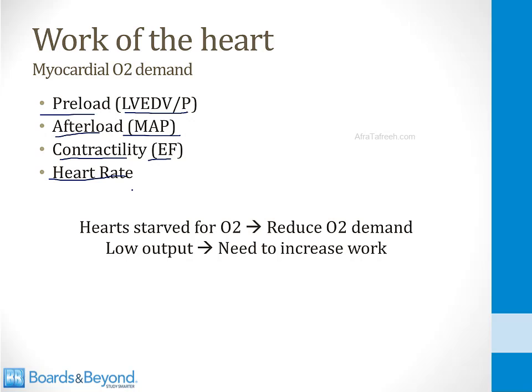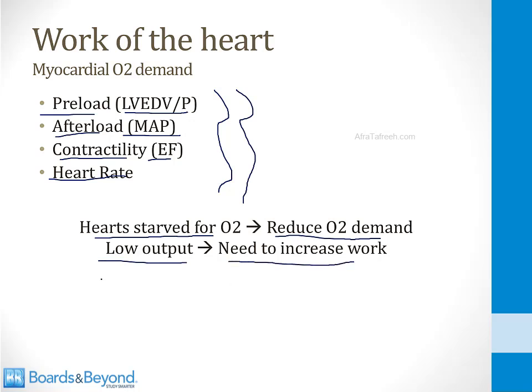And this will be important when we talk about disease states, because hearts that are starved for oxygen need to have these factors modified so that there's reduced oxygen demand. In addition, hearts that are generating a low cardiac output need to have these factors modified so that they increase the work of the heart and increase the cardiac output. And that concludes our module on cardiac physiology.